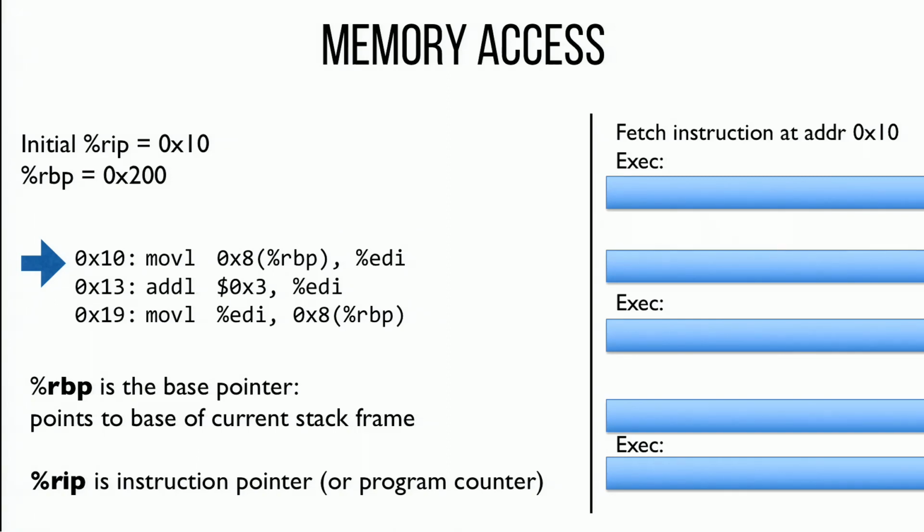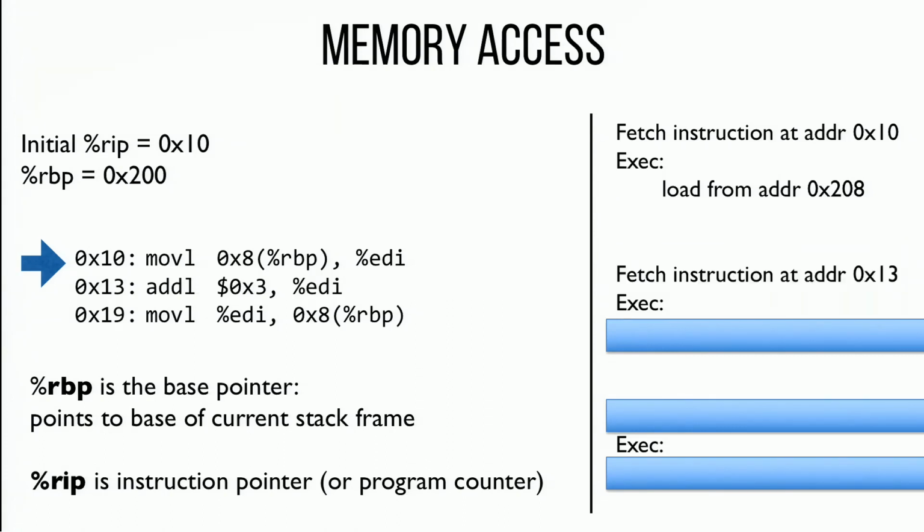Then the next memory access that we make will be relative to the base pointer. So we know our base pointer is hex 200. We add 8 to that. And so we'll do a load from this hex address here. That will be someplace on the stack. So we do a load from there into this register.